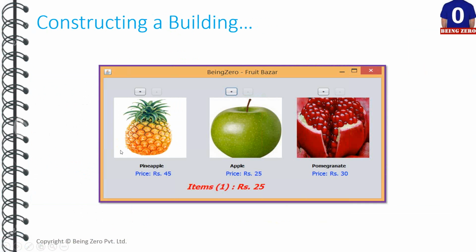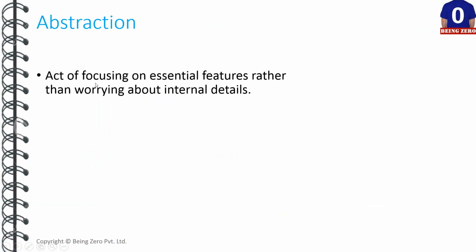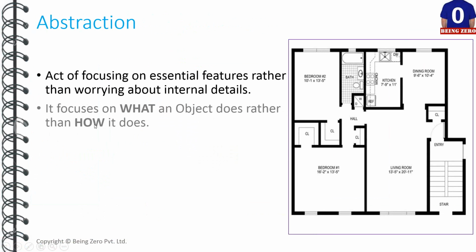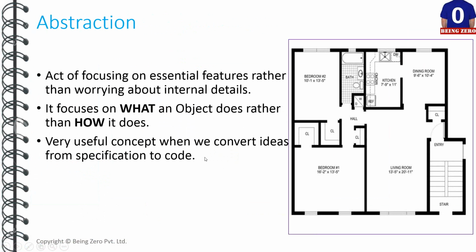So we started with constructing a building, constructing a software. Now let's take a look at abstraction. It's the act of focusing on essential features rather than worrying about internal details. Ideally, I should say implementation details. So this is an abstract view of a flat. It focuses on what rather than how. It is a very useful concept when we convert ideas from specifications to code. That means when we want to convert requirements to code, we begin with an interface abstraction, and it becomes easy for us to build software.